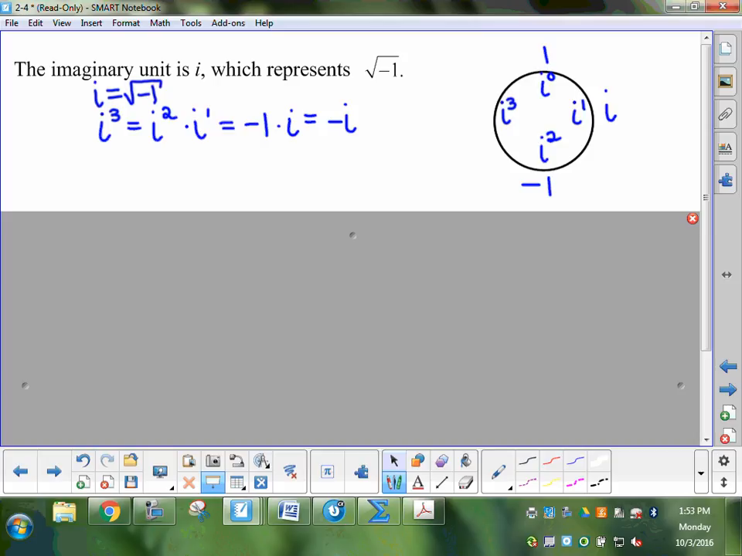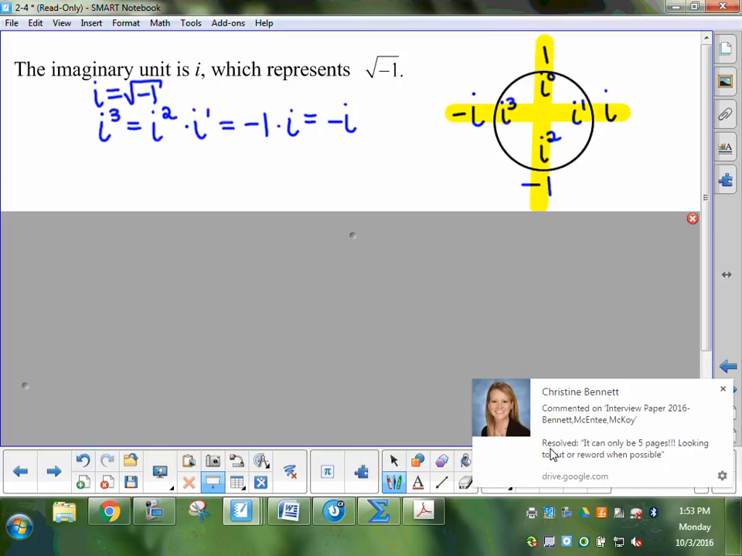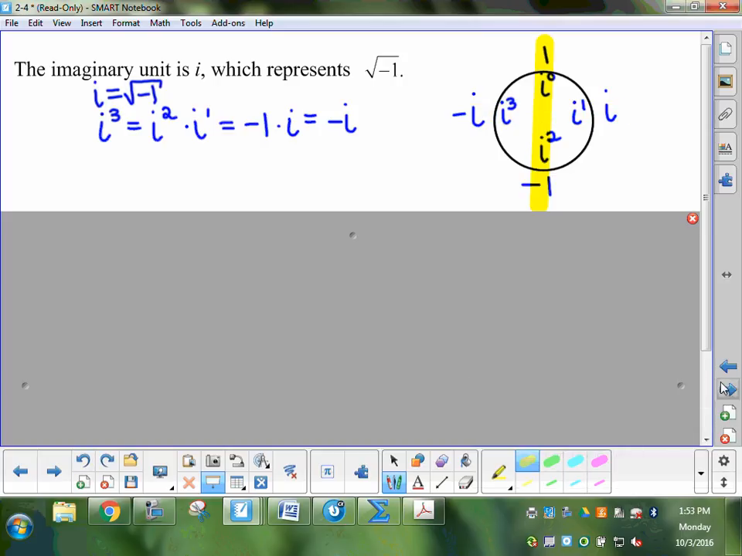Now, you should be able to notice some parallels if we view this almost like a compass. When I go north and south, we've got 1 and -1. When I go east to west, I've got i and negative i. And these, furthermore, are cyclical, meaning it goes in a cycle.